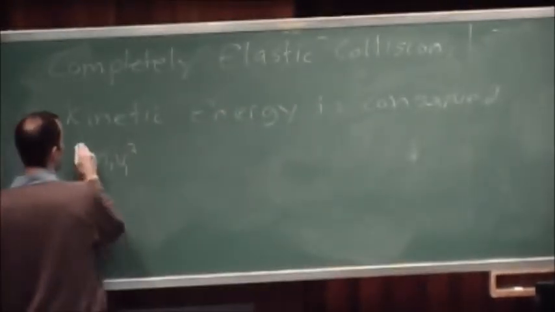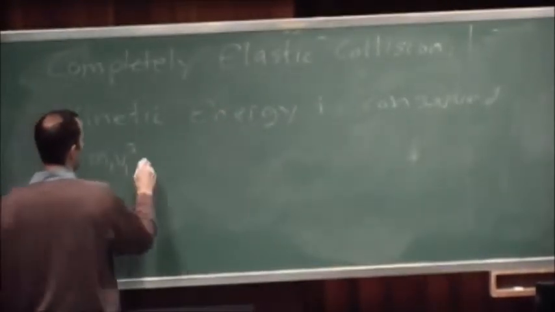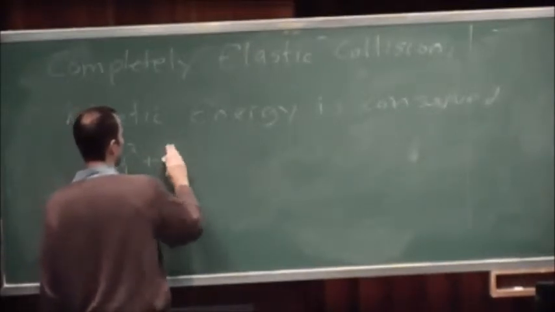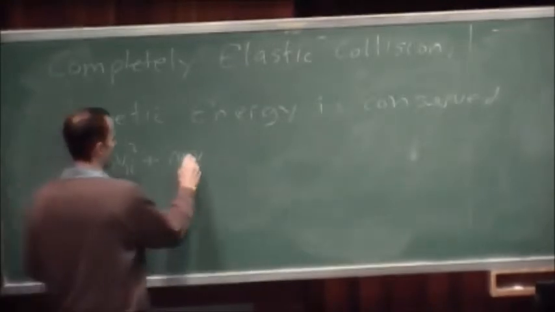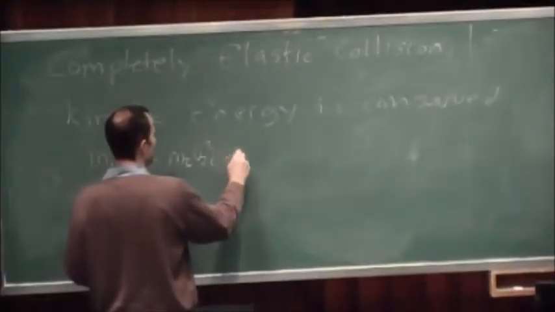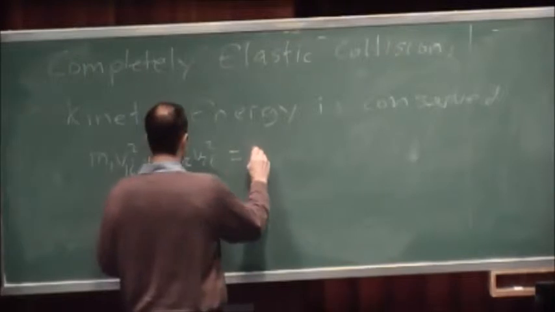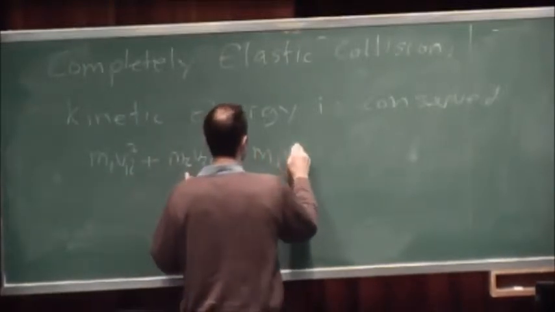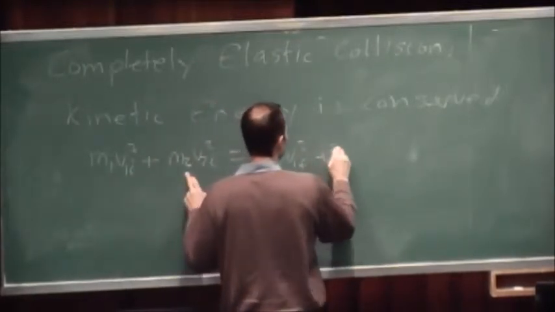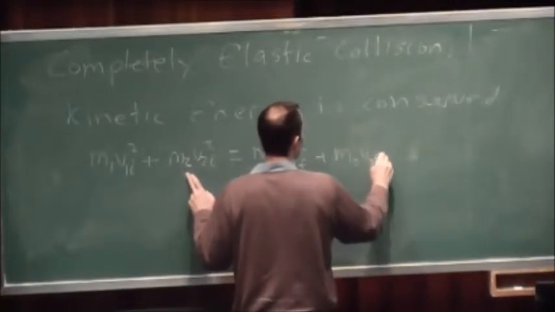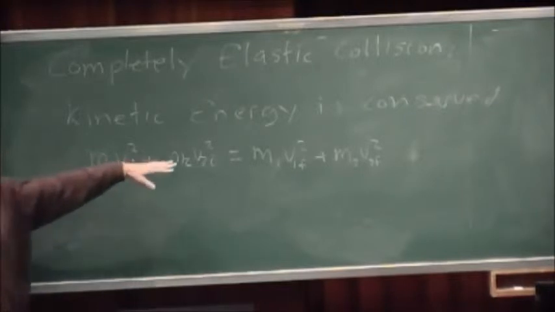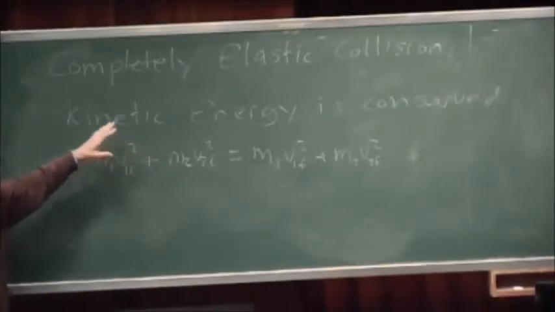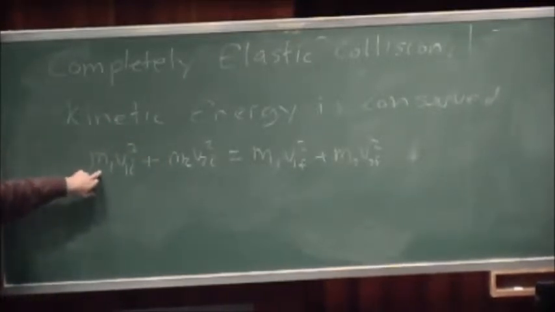Okay, so that means that M1 V1 initial squared plus M2 V2 initial squared is equal to M1 V1 final squared plus M2 V2 final squared. I just dropped the halves because there would be a half on all of those terms. So this is the kinetic energy conservation term.